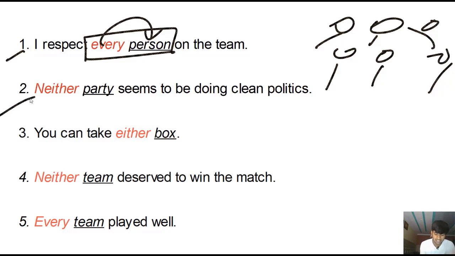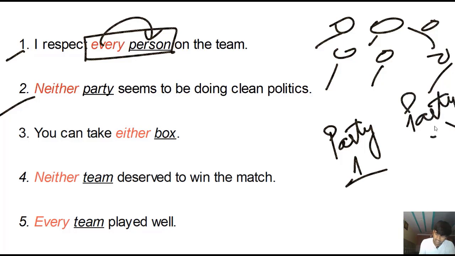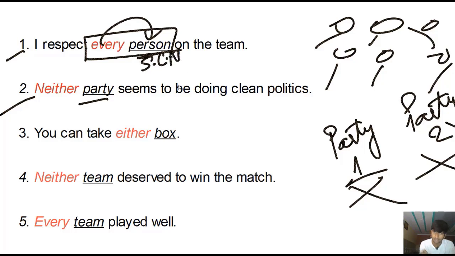Neither party seems to be doing clean politics. Neither party. So we have two parties, party 1 and party 2. Neither party, none of the two parties, not this party, not this party. And after a distributive adjective, you have to use a singular countable noun. In most cases, singular countable noun, or at least a singular noun. Neither party seems to be doing clean politics.